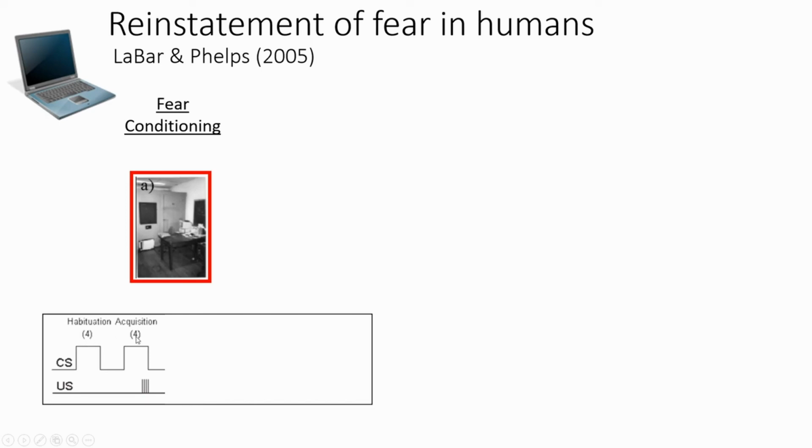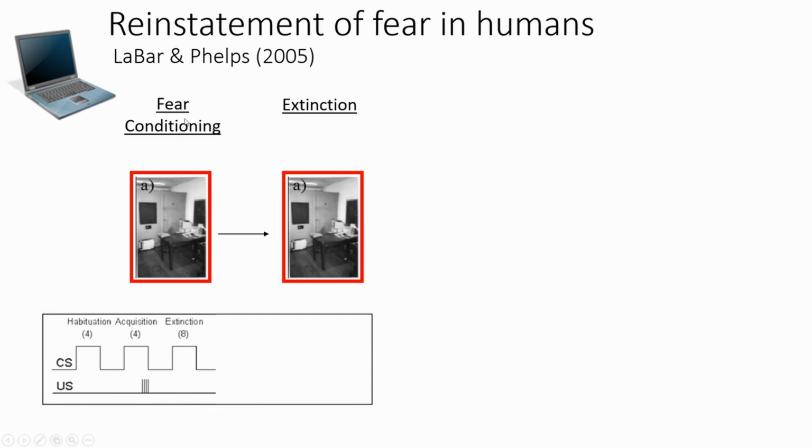Then we move into our acquisition phase. And now our blue square that's on the screen is followed at the very end by a loud burst of noise. That's our unconditioned stimulus. So when that blue square pops up on the screen, and it's been up for a few seconds before it disappears, there's a loud burst of noise. And what they're going to measure here is skin conductance. Basically, when you have a fear response, you tend to sweat just a little bit. So the conductivity of your skin gets higher, so we can measure when you're having a fear response.